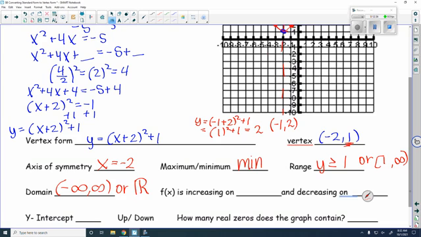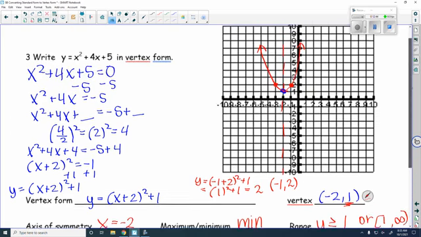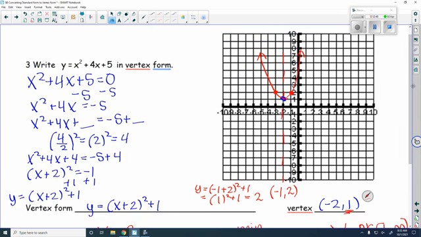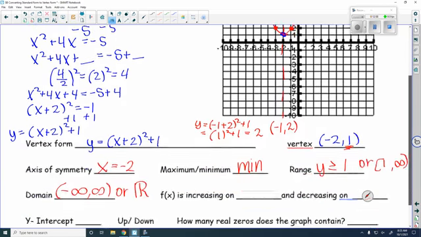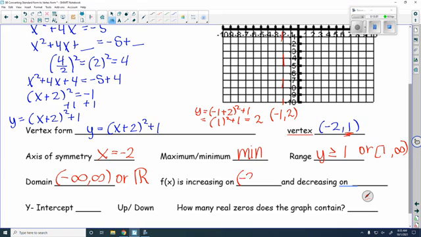Increasing, decreasing. Remember, increasing, decreasing splits at the x value of your vertex, where the axis of symmetry is. So, on the left side or on the right side is my graph increasing? Right. Over here, the graph is increasing. So from -2 to infinity, the graph is increasing. Which means it must be decreasing -infinity to -2 on the other side. Always parentheses on those intervals.